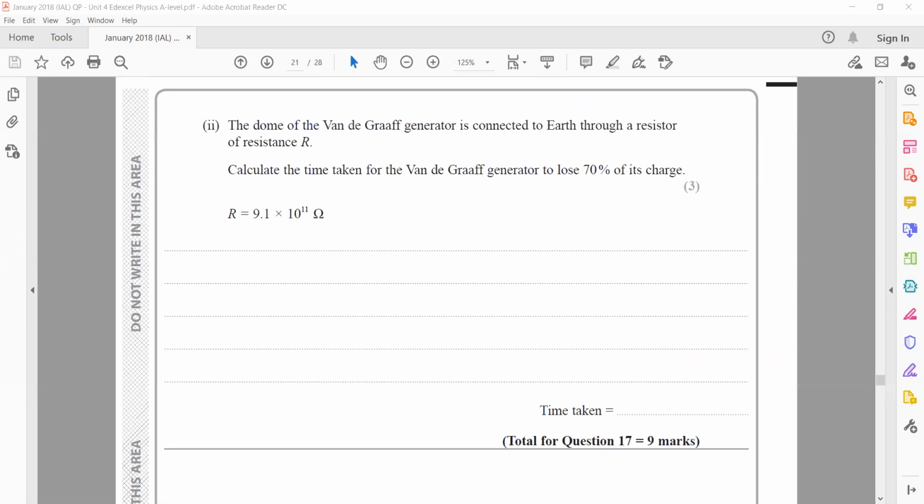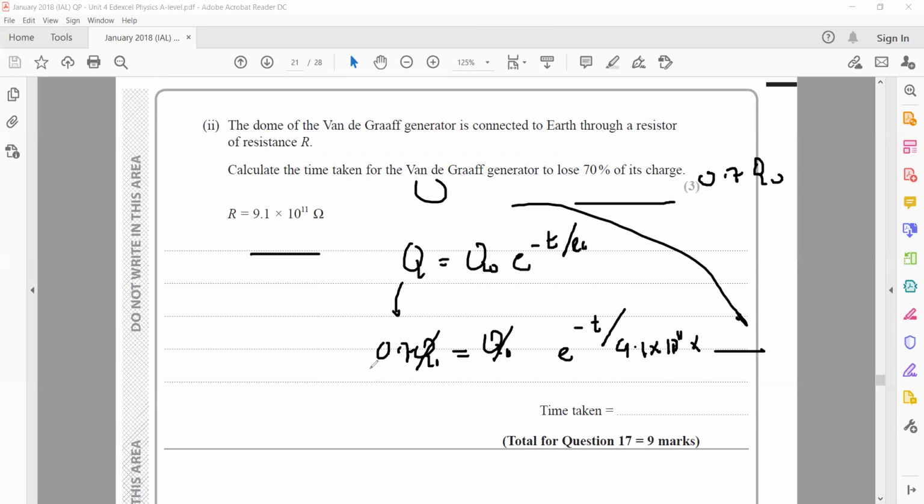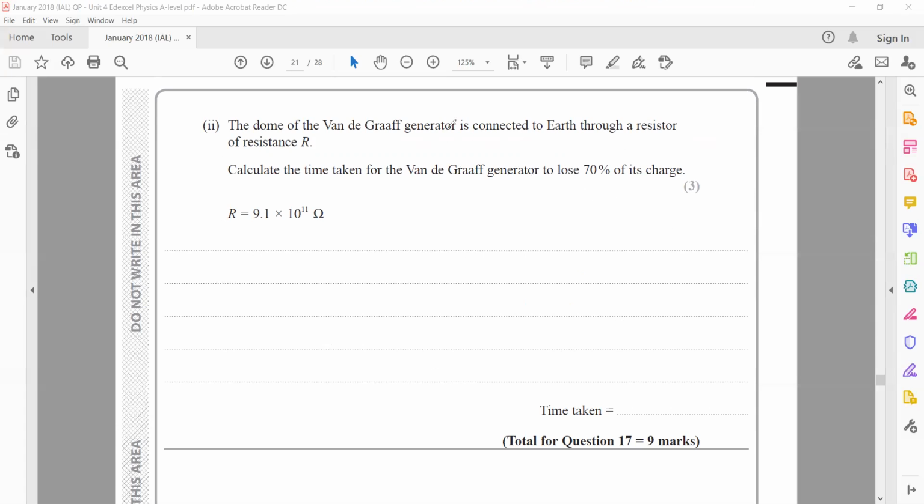But in the question, just one more point: I mentioned 0.7, but it is written the time taken by the Van de Graaff generator to lose 70% of its charge. So if it loses 70% of the charge, then how much charge will be left? 30% will be left, because what we substitute in the formula Q equals Q naught e raised to power minus t over RC is not what is discharged, it is what is left. So how much charge is left?